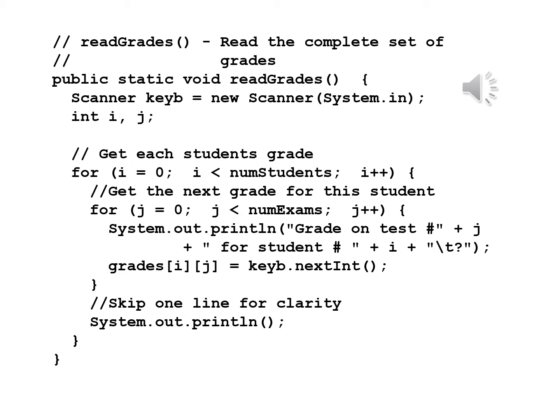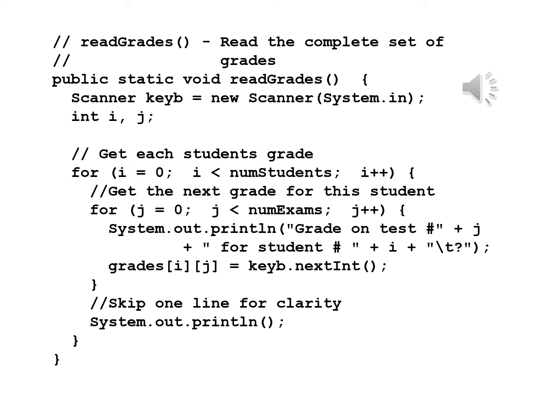Read grades begins with a comment telling us that it will read the complete set of grades. Then we have its header, public static void readGrades. Since we're going to be doing input here, we have a declaration for the scanner object keyboard. Scanner keyboard equals new Scanner(System.in). We have 2 variables we'll be using as indices, int i and j.